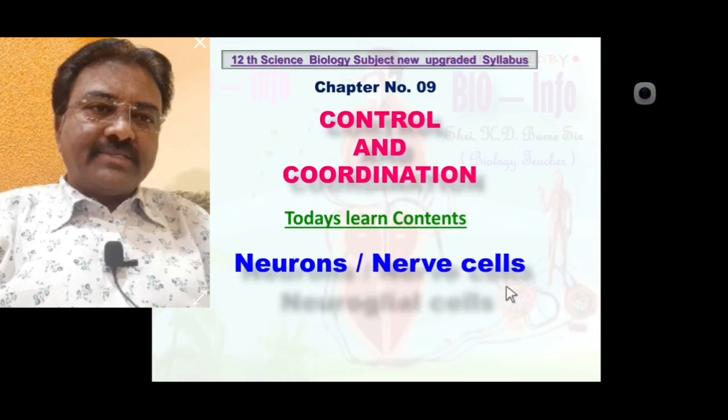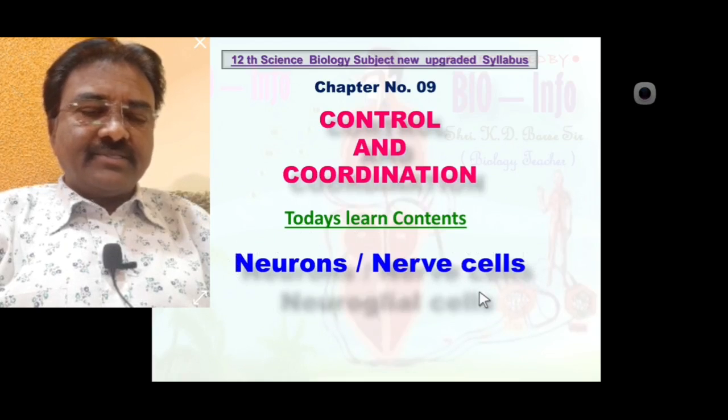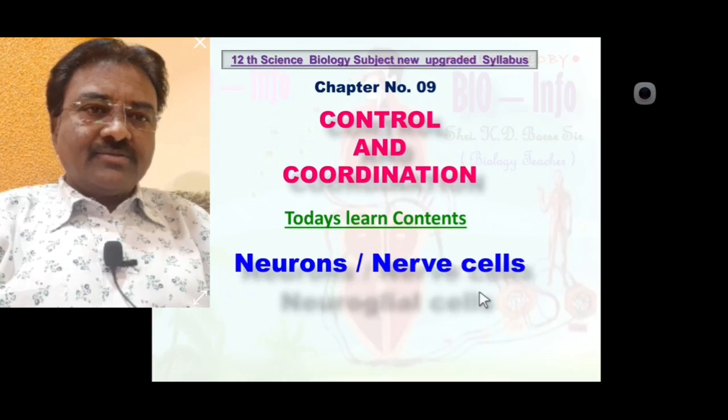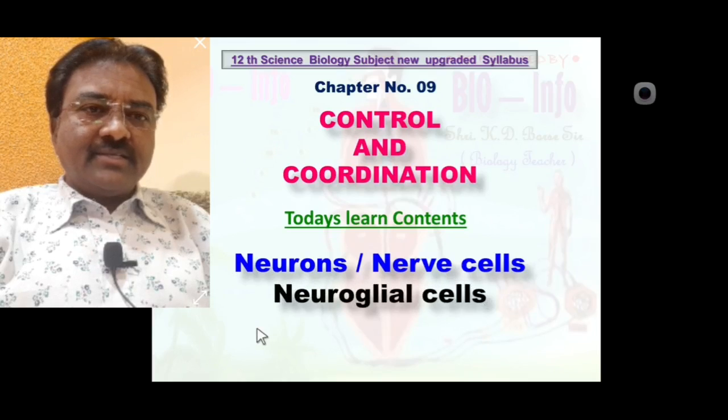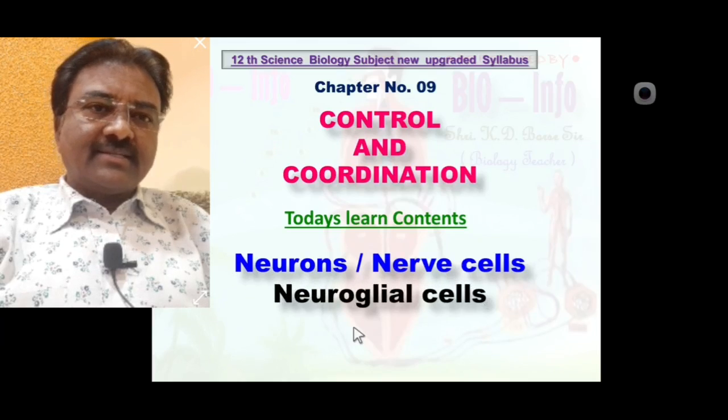Neurons or nerve cells are structural and functional unit of nervous system. Also, we learn in today's lecture, neuroglial cells are supporting cells to the neurons. So let us start today's first concept. What is neuron or nerve cells?